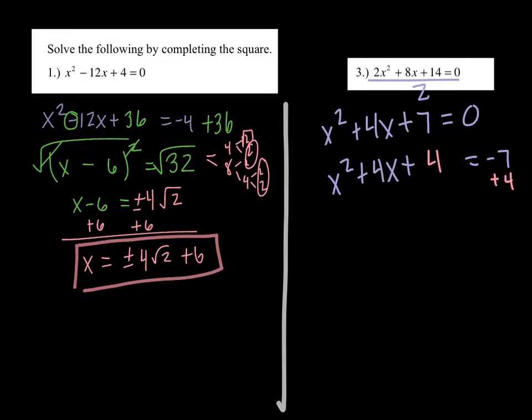And remember, the way you guys found that was taking 4, dividing it by 2, and squaring it. So now that we have our term, we can write this as a squared binomial on the left. So this will just become x plus 2 squared equals negative 7 plus 4 is negative 3.